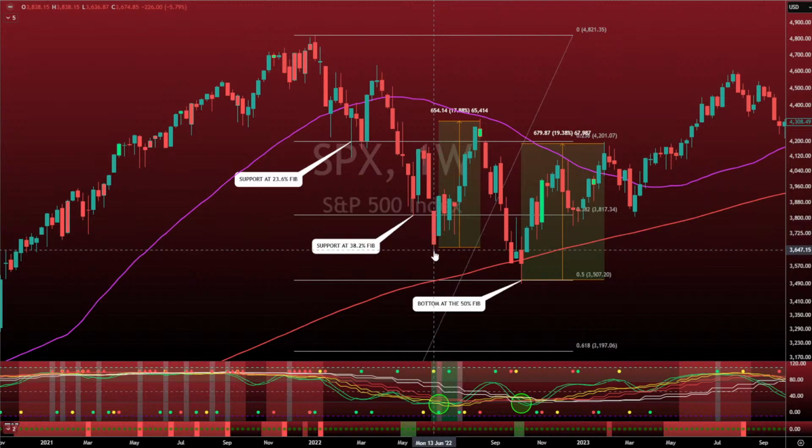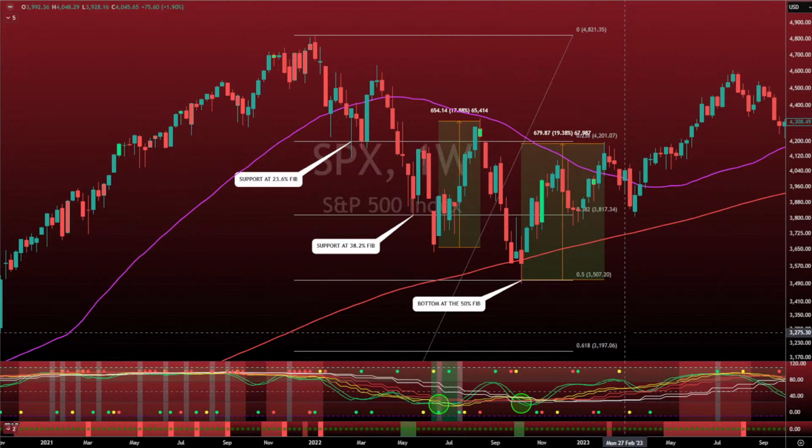Now, we did pull back a little bit more. We didn't get to the 50, but then we saw a 17% increase. Now, what I want to focus on here is when we got down here, look at the wave master. We had the green wave and the yellow wave on the weekly that were both oversold. And the red wave was basically there. And that alone resulted in a 17% increase.